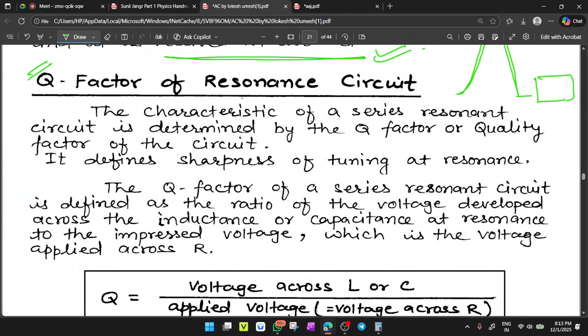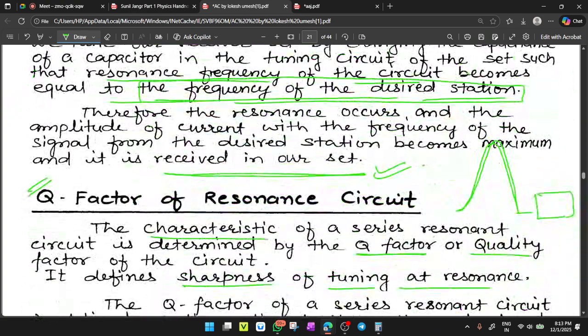Clear? Okay. So the characteristic of a series resonant circuit is determined by the Q factor or quality factor of the circuit. It defines the sharpness of the tuning at resonance, means how sharp your curve is. If your curve is not sharp, then your signal is dull. And if your curve is sharp, you have a perfect resonance.